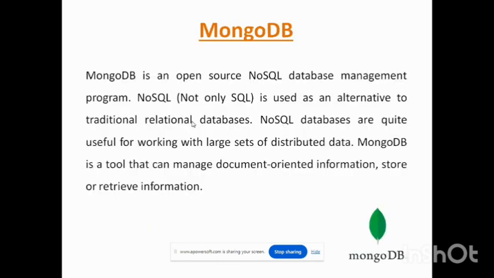First, MongoDB. MongoDB is an open source NoSQL database management program. NoSQL, meaning not only SQL, is used as an alternative to traditional relational databases. NoSQL databases are quite useful for working with large sets of distributed data. MongoDB is a tool that can manage document-oriented information, and store or retrieve information.